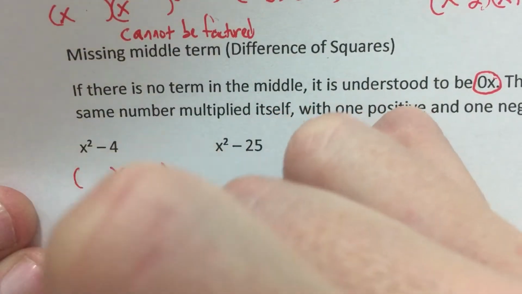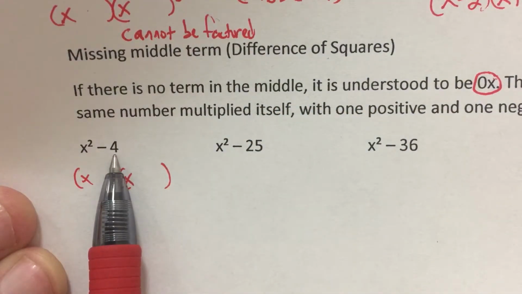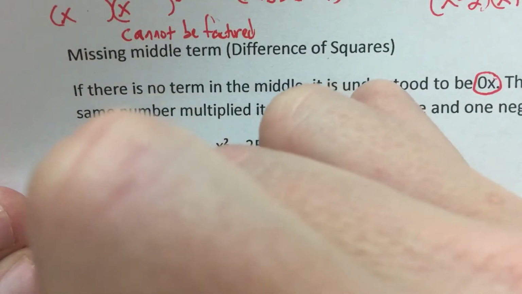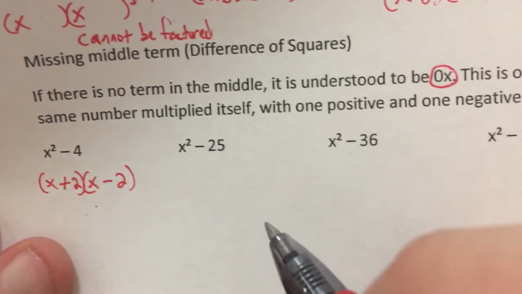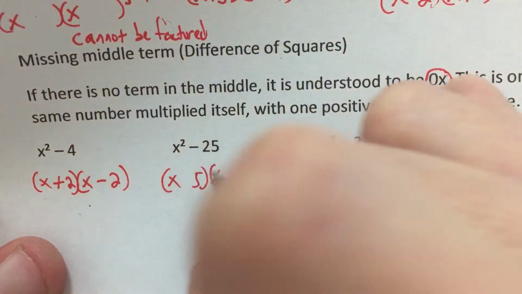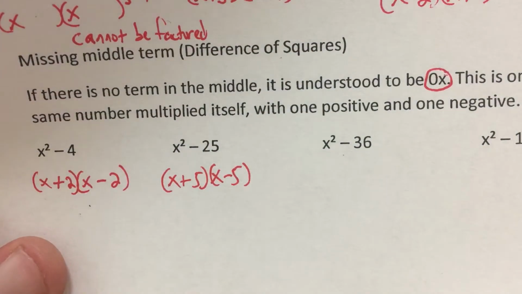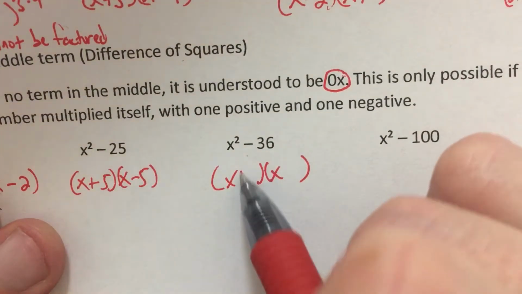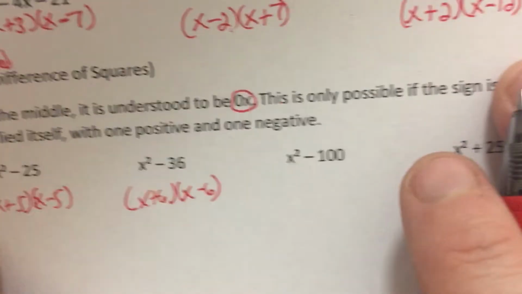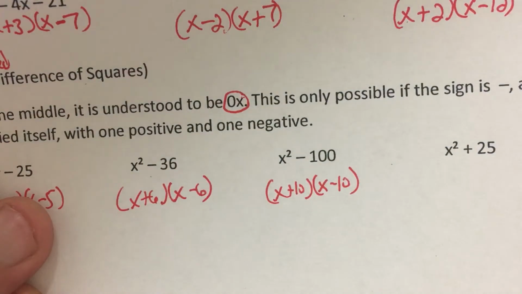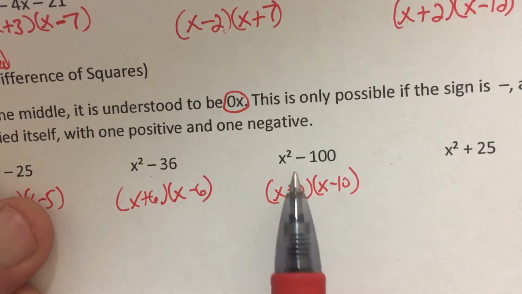So when you see these, notice that the back number has to be a perfect square. There has to be some number times itself that equals it, or this wouldn't be true. So we get 2 and 2 in this case, because 2 times 2 is 4, and a +2 and a -2 would cancel out and make 0 in the middle. X squared minus 25, x and x. 25 would be 5 times 5, and a +5 and a -5 would cancel each other out, make nothing there. Next one would be x plus 6 and x minus 6. This one would be x plus 10 and x minus 10. 10 times 10 is 100, and a +10 and a -10 would make 0 in the middle.